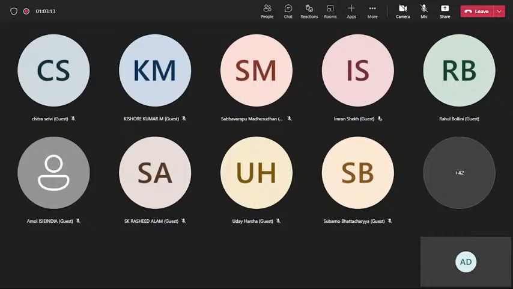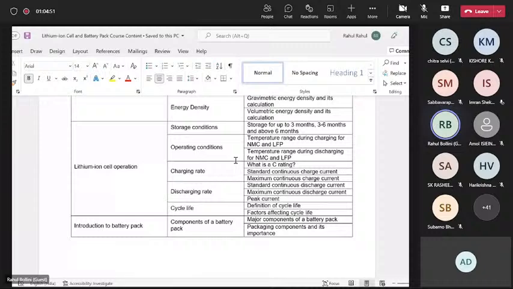There's volumetric, there's gravimetric, storage conditions of the cells. There is a certain temperature that it needs to be stored, and operating temperatures for various chemistries. Generally in India, it's mostly NMC and electric chemistries people use. So we'll be talking about that in depth. Charging rate, what is the C rating, standard continuous charge current, maximum continuous charge current, same thing in discharge.